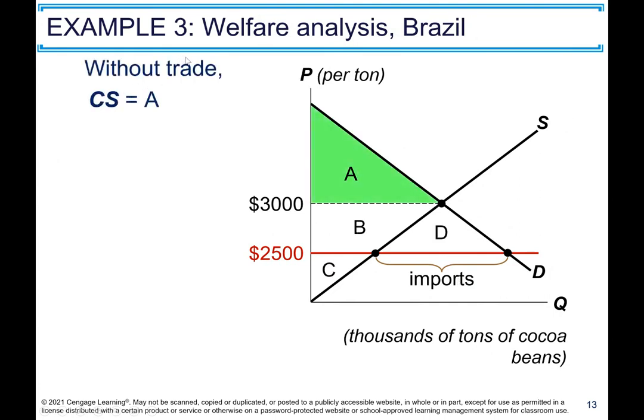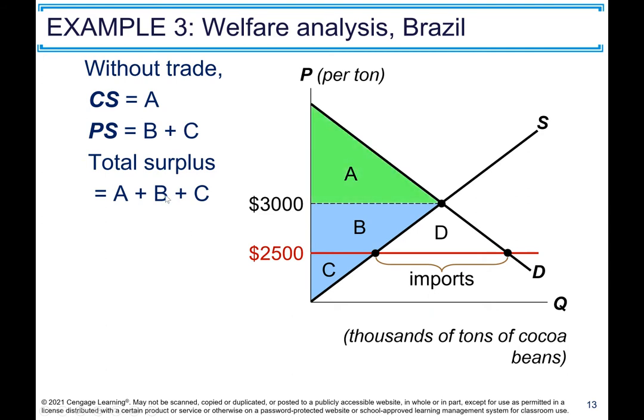Now, without trade, consumer surplus is A. Producer surplus is B plus C. Total surplus would be A plus B plus C.